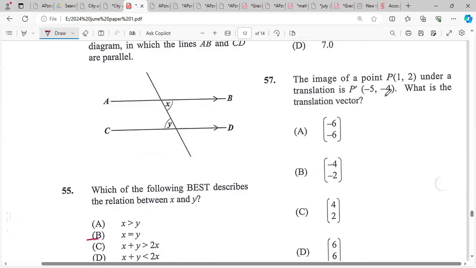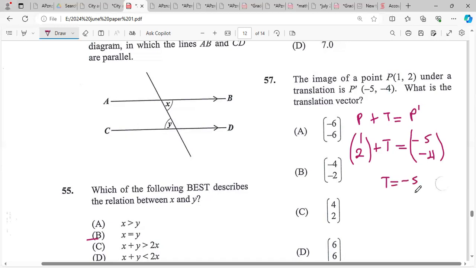The image of a point P, 1, 2 under translation is that. What is the translation vector? So what they did was they have a P, the other translation, and then that gives you the P. So I could just put it in, very simple, right? We don't know what the T is, but we know what this is. We're supposed to get -5, -4. That's about -6. If you add -6 to this and -6 to this, you get it. I'm going to transpose it though. T is equal to -5, -4, and then you're going to minus the 1, minus the 2. So I was correct. This one would be our answer.